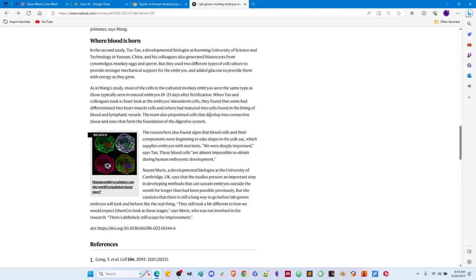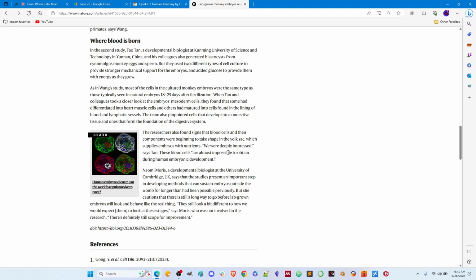The team also pinpointed cells that develop into connective tissues and ones that form the foundation of the digestive system. So they're actually getting these precursors to certain parts of the different organs that are going to form. So not only are they getting these precursors of the nervous system, but they're getting other precursors as well. And these are less far along than the neural crest, but they're able to identify them. They also found signs that blood cells and their components were beginning to take shape in the yolk sac, which supplies the embryo with nutrients.